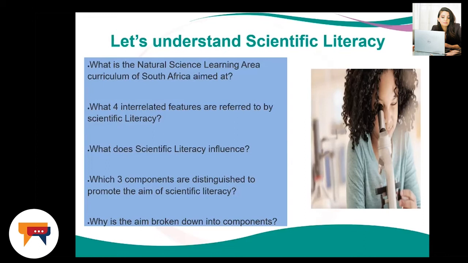So why is this aim broken down into these components? Why do you think this aim is broken down like this? You need to think about this. If you try to teach everything at once, students won't get to understand very easily. So you need to break it into components that are achievable. You plan in a way that you achieve this and then you go on to the next level. So they need to be broken down into components.